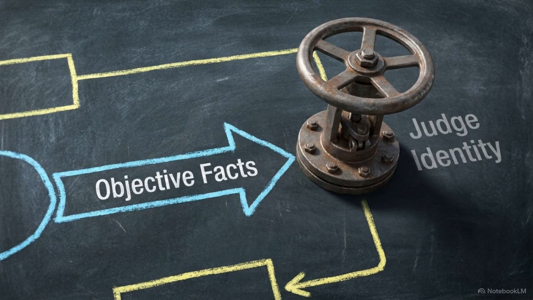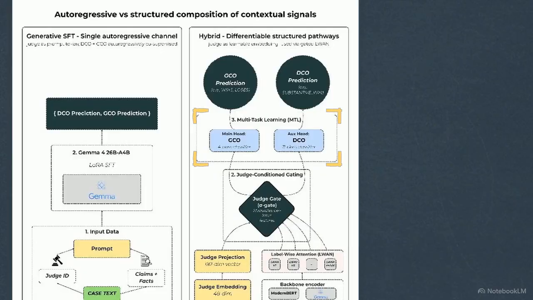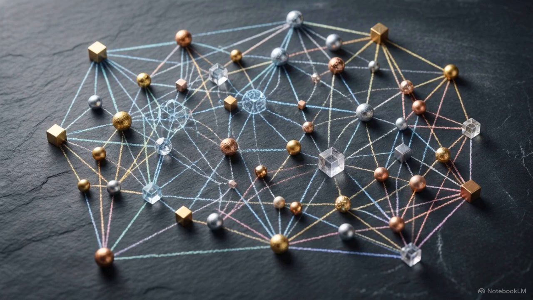of a clear-cut case. The model binds these separated semantic pathways back together using a multitask learning objective. A main head predicts the broad general case outcome, while an auxiliary head predicts the 11-class detailed case outcome, forcing logical consistency across these parallel pathways. This is a highly specialized structural design.